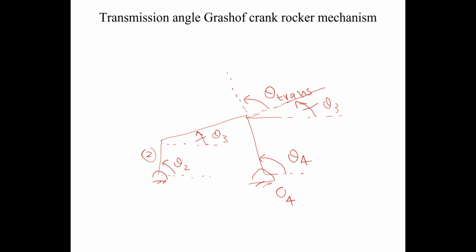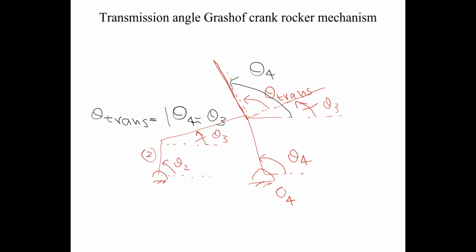So this angle and this angle are equal, and then this angle, if I extend it here, is nothing but theta 4. So theta transmission should be equal to the difference of these. This difference will be equal to theta 4 minus theta 3. As the mechanism moves on, sometimes theta 3 will be bigger than theta 4, and sometimes theta 4 will be bigger than theta 3.